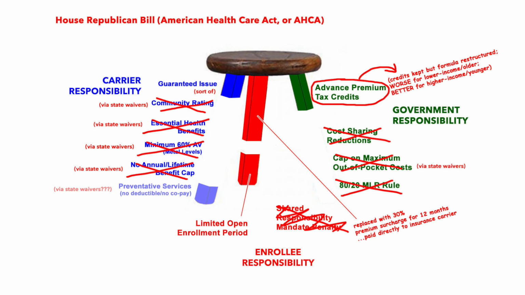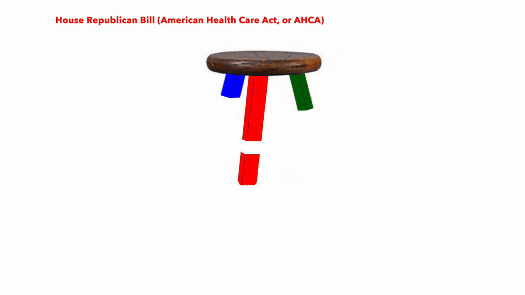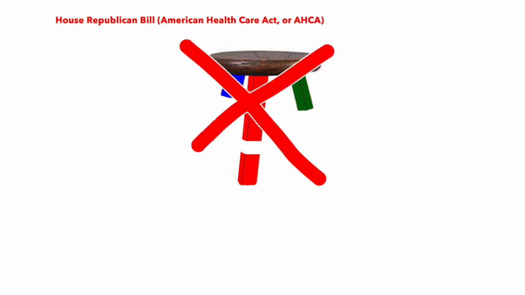Many insurance experts are pretty sure that this would have actually been less effective than the current mandate penalty, while simultaneously being more draconian, since the only ones who would end up paying the surcharge would be those who were the most desperate for coverage at that moment. This is what the stool would have looked like if the AHCA had passed. Needless to say, this would not have solved the ACA's problems.